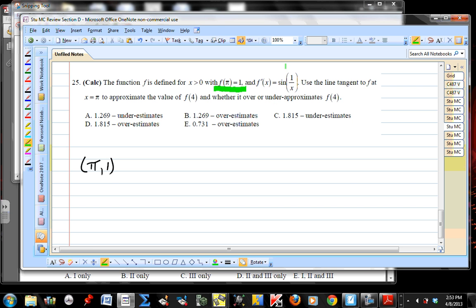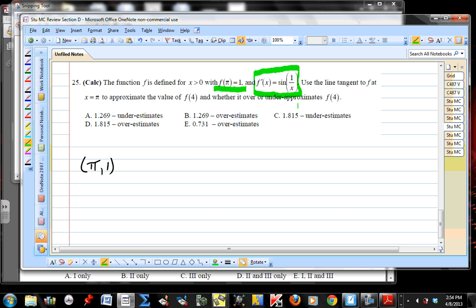And they tell us f prime. They don't give us what f is. They give us f prime of x. Okay, that's good to know. I'm sure we're going to use that. It says use the tangent line of f at x equals pi to approximate the value of f of 4. See, because pi is 3.14, it's close to 4. And determine whether this estimation is an overestimate or underestimate.